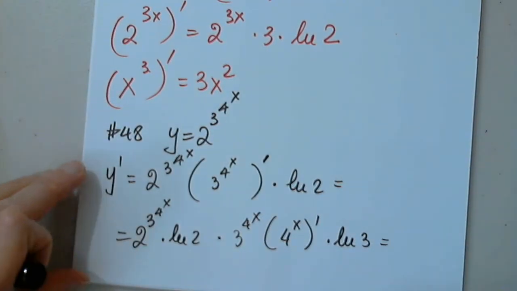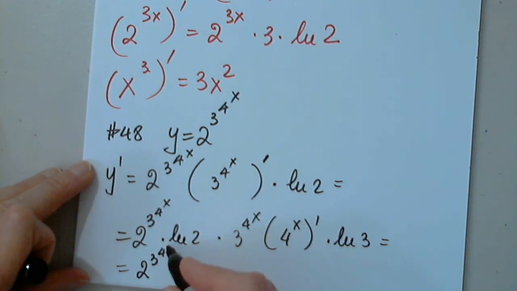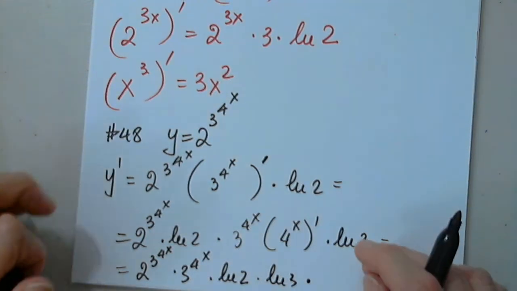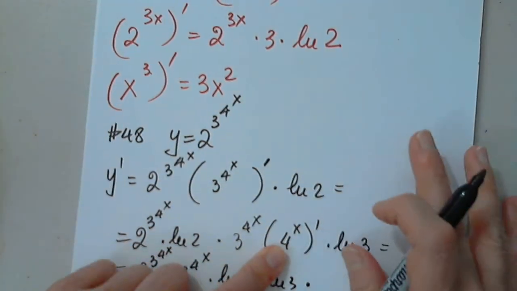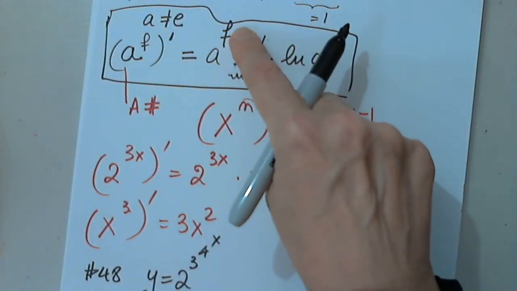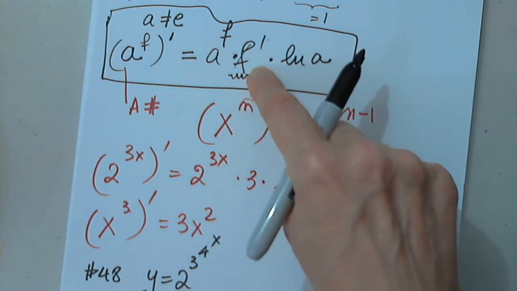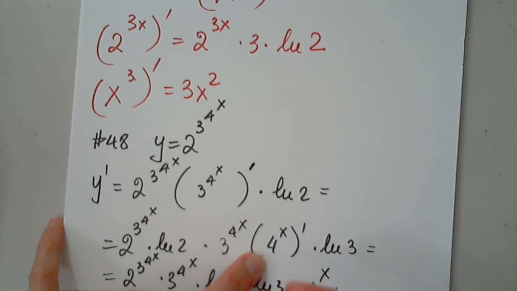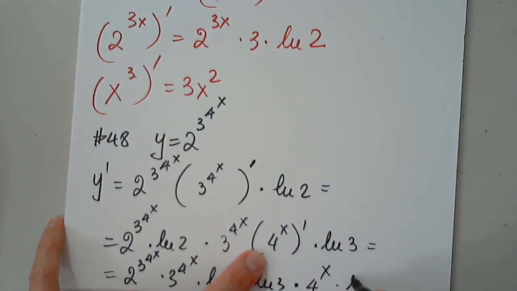Okay, fine. So I copy what is clear. I have 2 to 3 to 4 to x. I multiply by 3 to 4 to x. I multiply by natural log 2. I multiply by natural log 3. Remember, everything is a product, no addition or subtraction. Okay, what is this? Not a big deal. 4 to x prime is 4 to x times x prime times natural log 4. So 4 to x times x prime, but that's 1, times natural log 4.